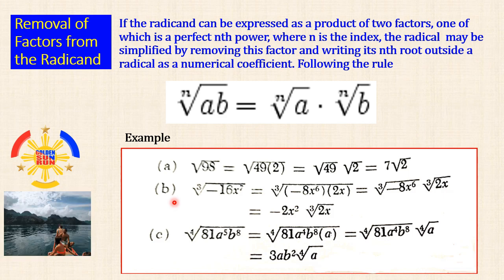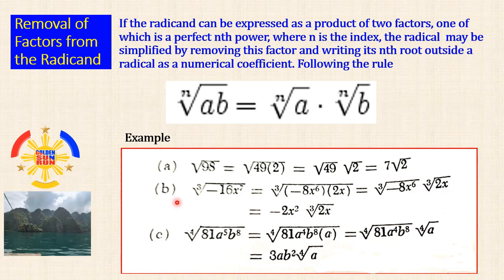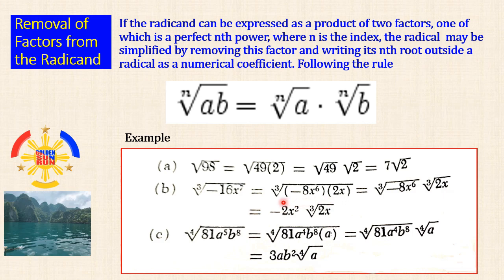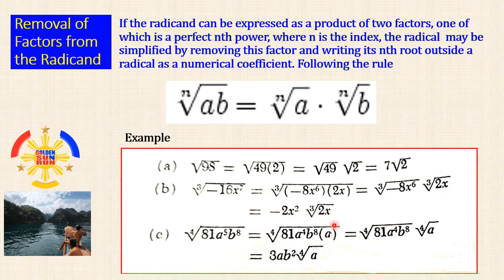Another example, the cube root of negative 16x to the 7. Ang negative 16x to the 7 ay may factors na negative 8x to the 6 times 2x. Maaari natin siyang i-factor sa ganyang bagay kung saan ang isang factor ay perfect nth root ng radical. Yun po ang sinasabi dito. Yung negative 8x to the 6 ay may perfect cube root, which is negative 2x squared. At ang matitira ay cube root of 2x. Therefore, the answer is negative 2x squared times the cube root of 2x.